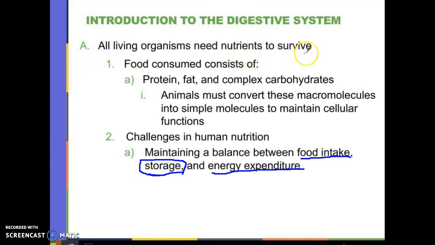All living organisms need nutrients to survive. We've talked about energy intake and so on before. Protein, fat, and carbohydrates are the main sources of food that we take in. Animals, like us, must convert these macromolecules into simpler molecules. As we break those down, we harvest energy from those molecules. That's actually how we power our bodies and even power our cells.